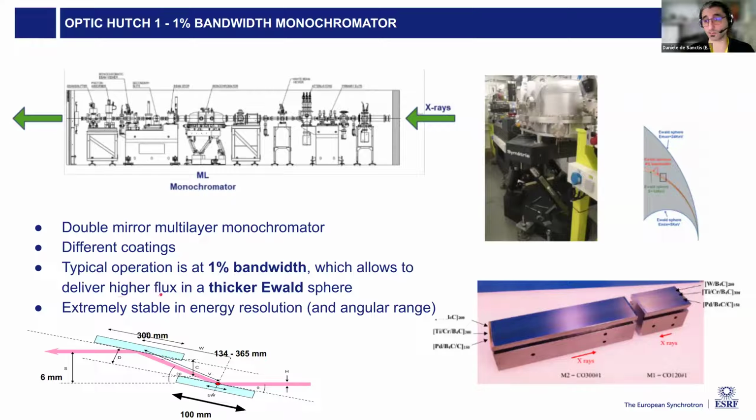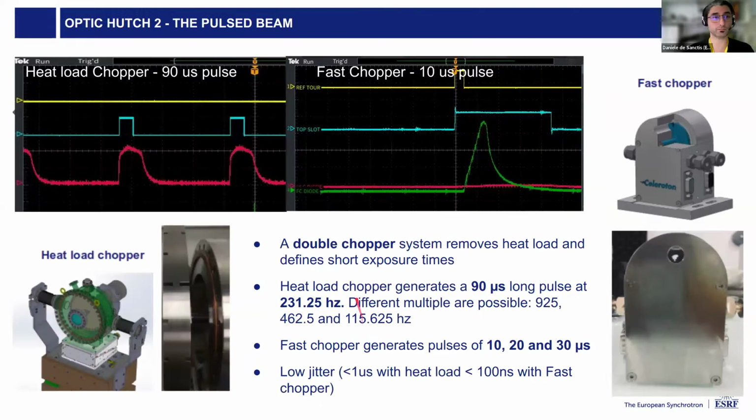And higher flux means lower exposure time, so better time resolution. By design, this kind of monochromator, despite the fact that it sits at 70 meters from the sample, is extremely stable in the energy resolution, and, what is also important, for beam stability in the angular range, so the beam doesn't move over time in spectra and in position.